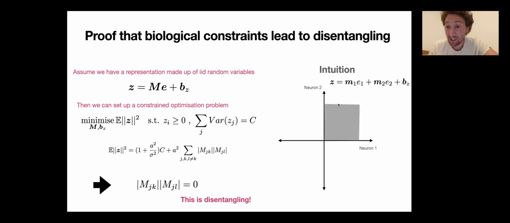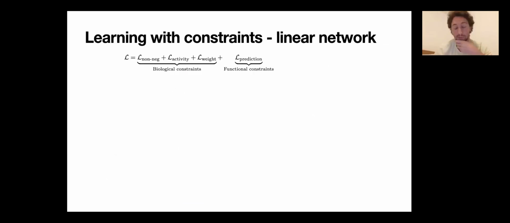And so the best thing you can do is squish that square in the most compact way into your positive orthant. And when it's a square, that is when M1 is axis aligned to the x-axis and M2 is axis aligned to the y-axis, i.e. different neurons care about different factors. Disentangling. Okay, so that's a mathematical proof of why you actually get disentangling just from these biological constraints. Quite amazing. Okay, so now we're going to start simulating this and see what happens.